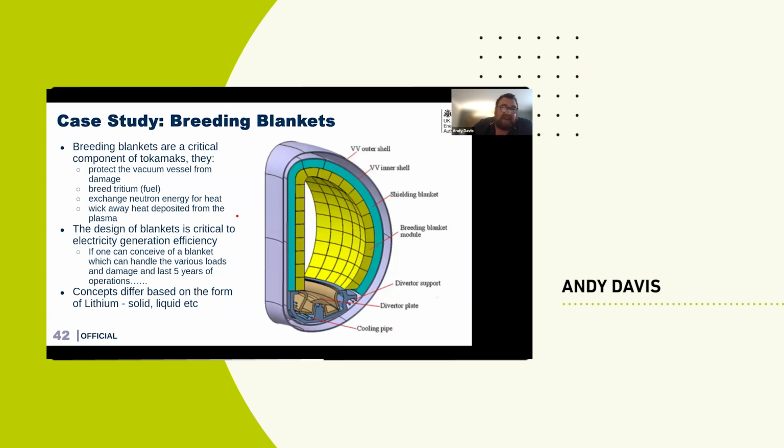An example of that is how we do blanket design, breeding blankets. They are truly where the rubber meets the road of fusion. They are exposed to the high radiation flux. They're exposed to magnetic fields. They're exposed to high temperatures. They have to run for years on end. They have to produce tritium. It's a really tricky environment in which to exist.